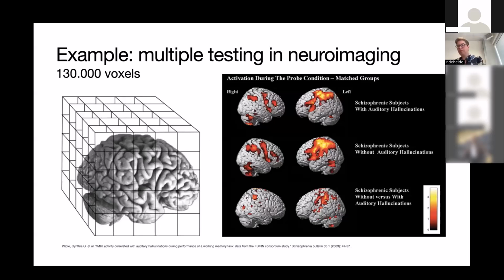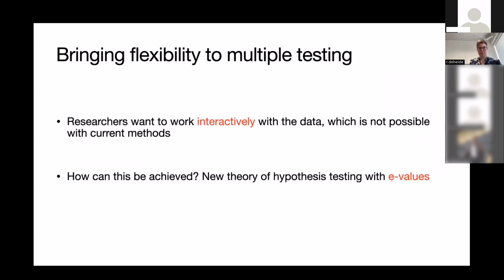So one example, a motivating example, is multiple testing. For example, in neuroimaging, you can make a scan of a brain of someone, and then this brain is divided into about 130,000 voxels. And for every voxel, you basically do a hypothesis test. Is there activity in this voxel, or is there no activity in this voxel? So we are doing 130,000 hypothesis tests at the same time.